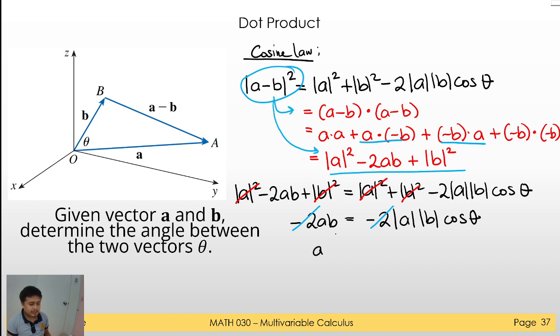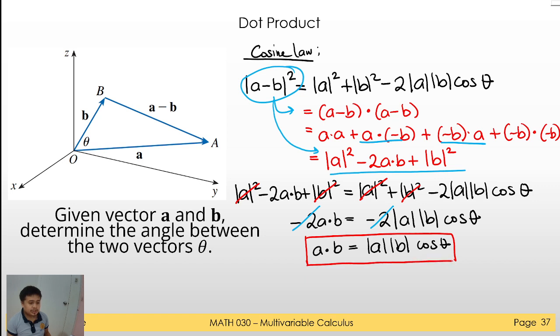Actually, this is a dot product, I forgot to notate this as a dot product. Sorry guys. So the dot product of a and b is equal to the length of a times the length of b cosine theta. Therefore, we have this new relationship: the dot product of a and b is equal to the length of a times the length of b times cosine theta.